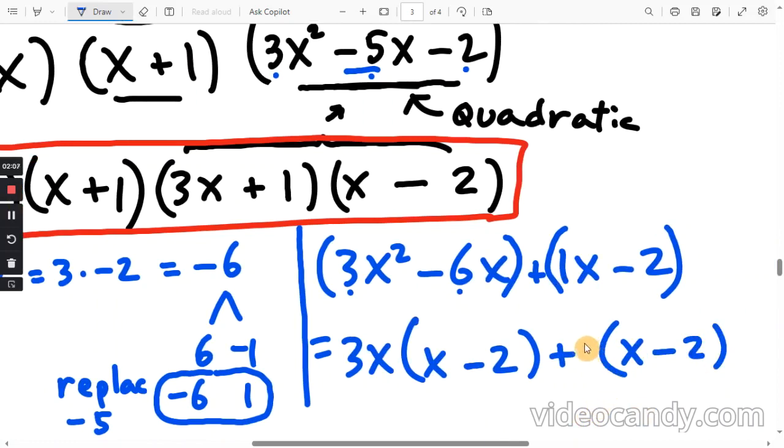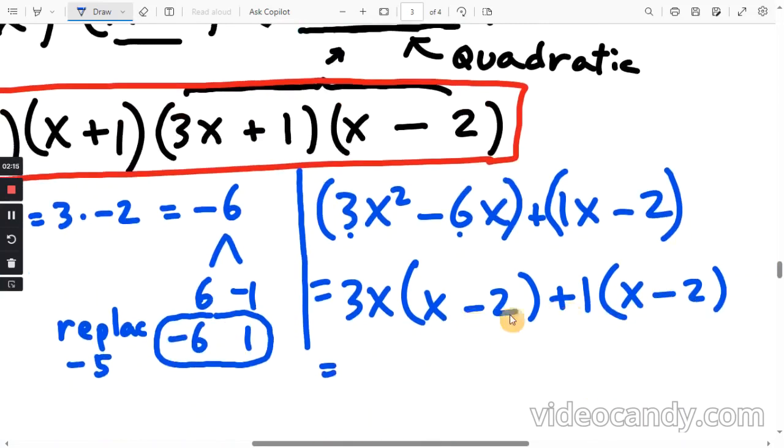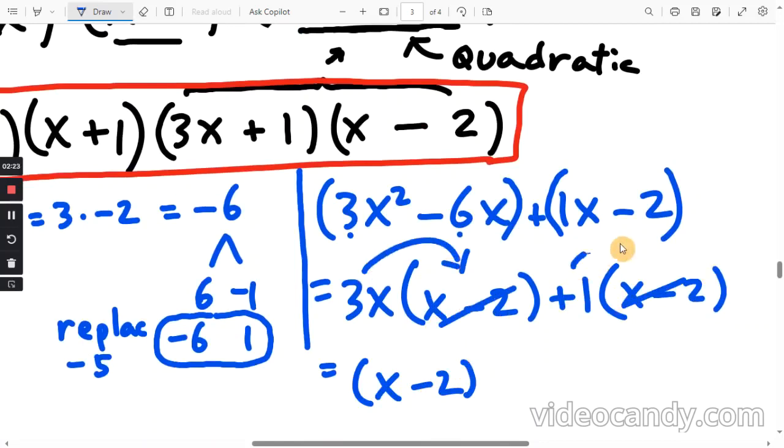So what coefficient is right here in front of the x minus 2? That's just 1. So the x minus 2's match. We can write the x minus 2 times the 3x and the positive 1, so we're left with 3x plus 1. And that's what we had originally right here.